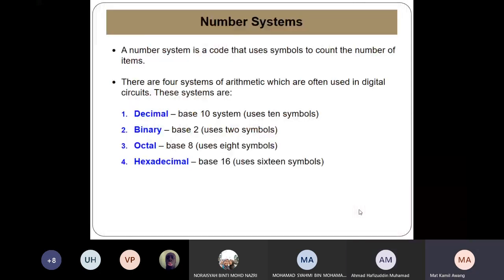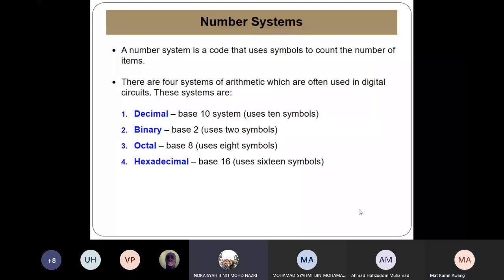Okay, the number systems. A number system is a code that uses symbols to count the number of items. For example, the decimal number system, which is base 10. So it uses 10 symbols. What are those symbols? Anybody? For decimal? What are the symbols for the decimal, for the base 10 numbering system?